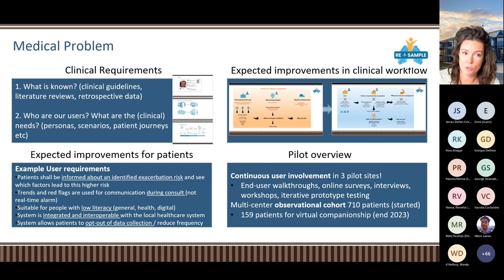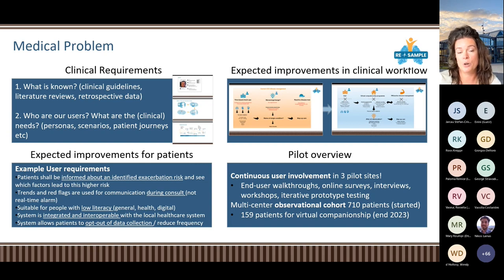So I put here some example user requirements. Patients shall be informed about an identified exacerbation risk and also see which factors lead to this risk. Another requirement that came about was that trends and red flags are used for communication during a consult, that the system should be suitable for people with low literacy, so general literacy, health literacy, and digital literacy, and that the system is integrated and interoperable, but also that patients, for example, have an opt-out of data collection. So based on all the clinical requirements, we gathered a complete set of user requirements to make the system of Resample.